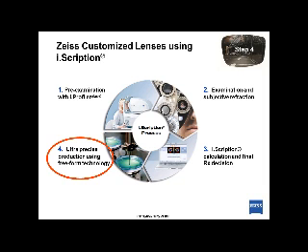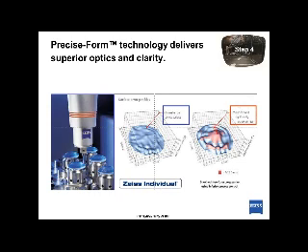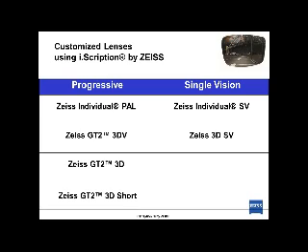The final step of the iScription is the production of the freeform technology. With this, we're able to minimize the aberrations across all the surface. This is all done digitally, and we're able to go down to 0.01 diopters. This can be done with any Zeiss customized progressive, like the Zeiss Individual, Zeiss GT2 3DV, GT2 3D, and Zeiss GT2 3D Short. And in single vision, there is the Zeiss Individual Single Vision and Zeiss 3D Single Vision. All of these can be done with the iScription process.